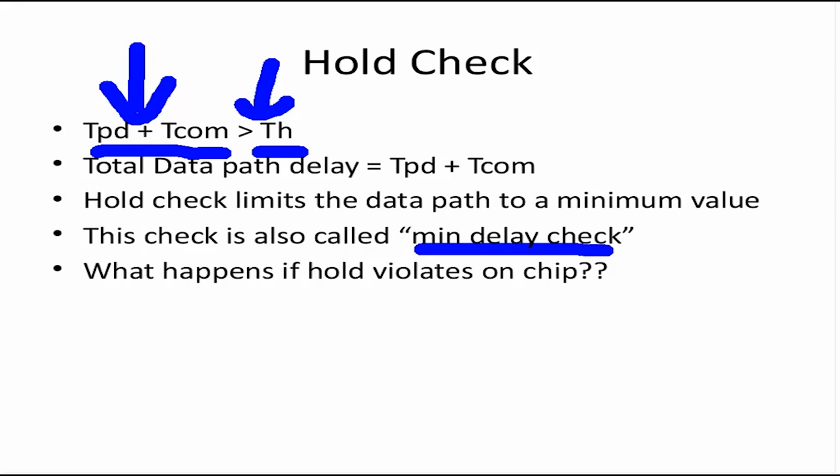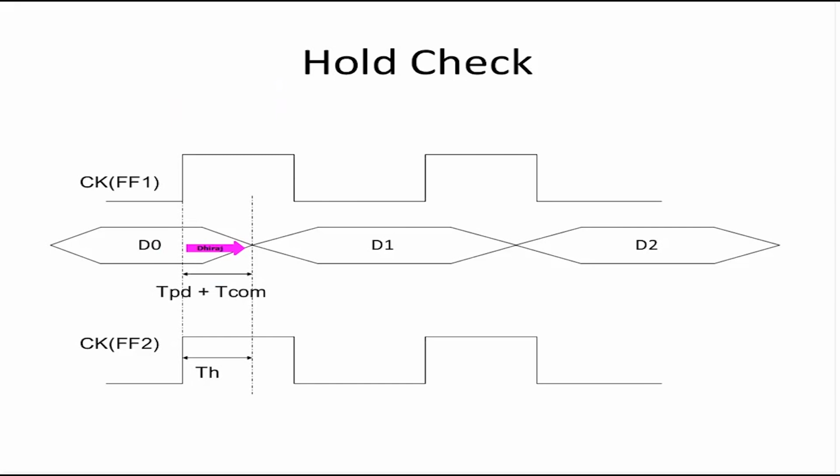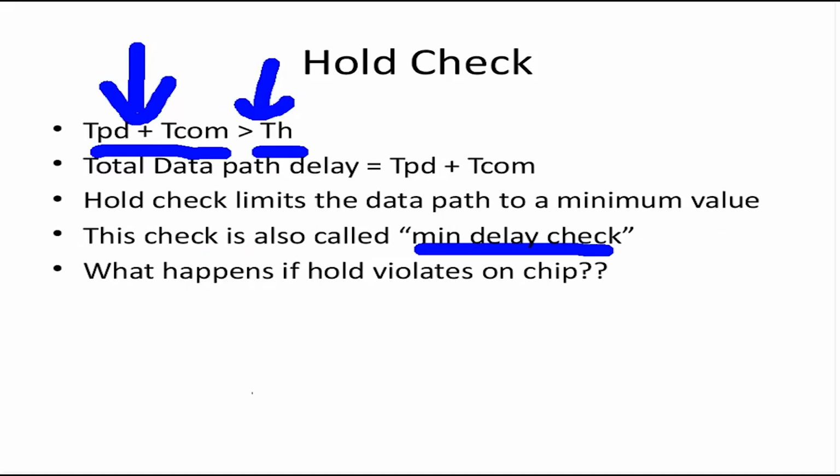Now if we combine both setup and hold equations, we see that path delay TPD plus TCOM remains the same. The maximum value is TCK minus TS, the minimum value is TH. So for every timing path, you will see in the timing reports a maximum value and a minimum value. Setup check is also called a max delay check. Hold check is also called a min delay check. What happens if hold violates on a chip? Nothing. You can throw the chip. You can do nothing.